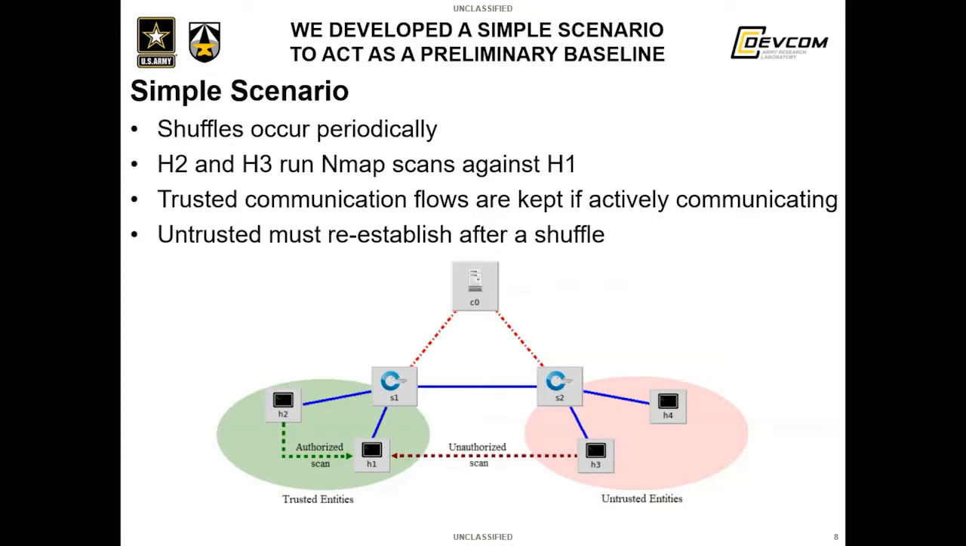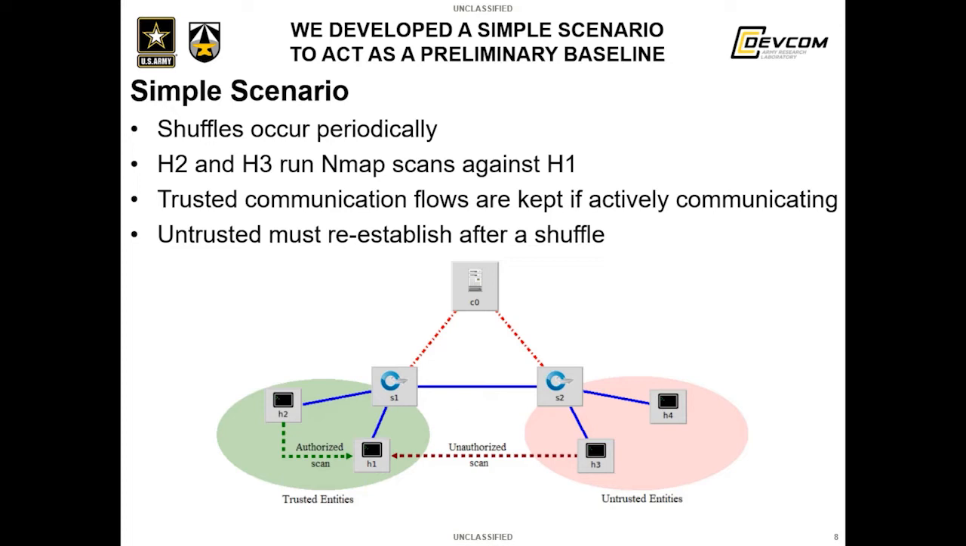Also at this time, flows from any untrusted networks will be dropped, and they'll have to be reestablished. We created a scenario using MiniEdit that consists of two subnets. On the left are the trusted entities, and on the right are the untrusted entities. We had H1 listen on 20 ports, so we used just a simple netcat to do this. And then both H2, which is a trusted entity, and H3, which is an untrusted entity, both run Nmap scans against H1. So for Nmap, we just used the defaults. We didn't add any additional arguments.